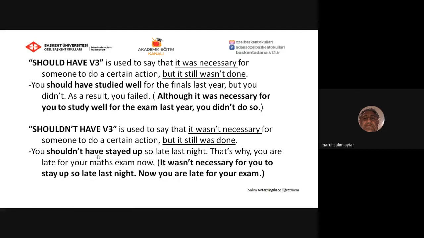Okay? Another point, but this time it is not about speculations, it is about necessity. And that is should have verb 3. Should have verb 3 is used to say that it was necessary for someone to do a certain action, but unfortunately it still wasn't done. Let's have a look at the example.